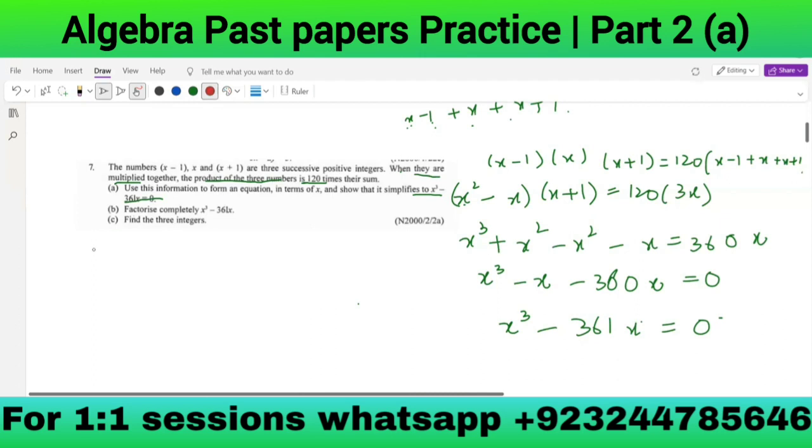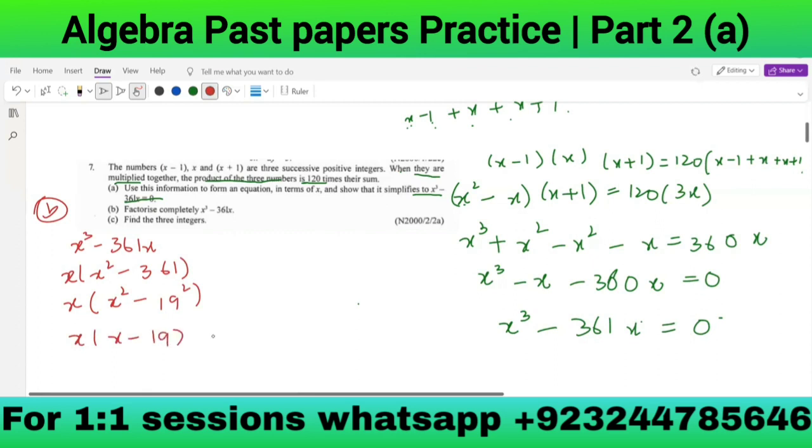So now factorize this completely. x cube minus 361x. For factorizing, we can take x common. So we will get x times x square minus 361. So 361 is a square of some number. This is a square of 19, I need to check. So we can write 19 square. So we can write x times x minus 19 times x plus 19.